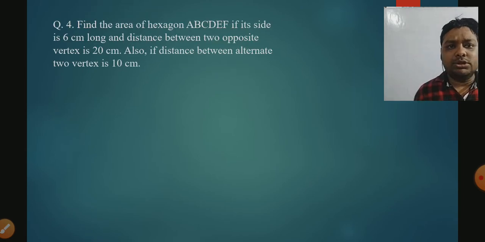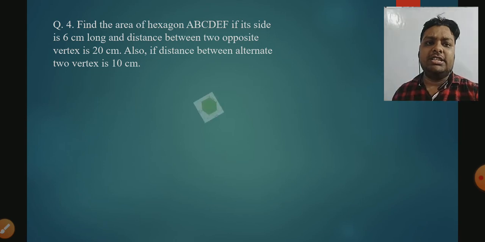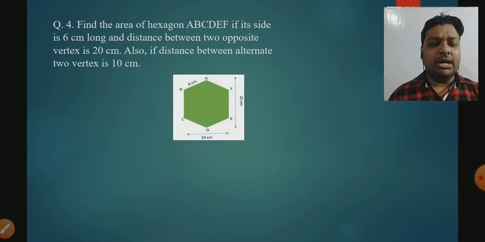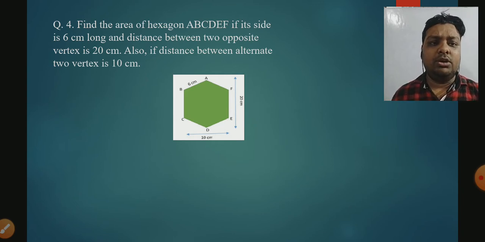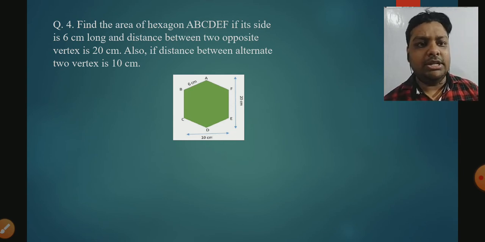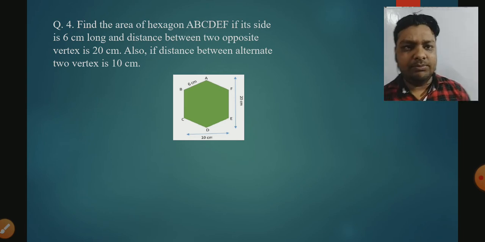Okay students, let's solve another question. This time the question is about a hexagon ABCDEF. The distance between its two opposite vertices is 20 centimeter, its side is 6 centimeter, and the distance between its alternate two vertices is 10 centimeter. Here you can see that A and D are opposite vertices, so A to D is 20 centimeter, same as B to E and F to C. For two alternate vertices, if you take C to E, then C to E is 10 centimeter, same as D to F.